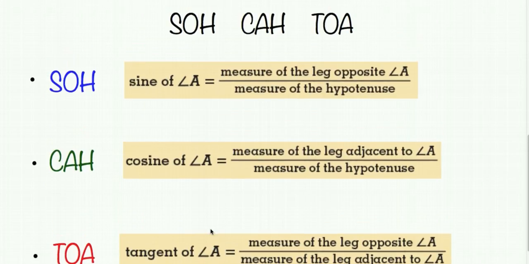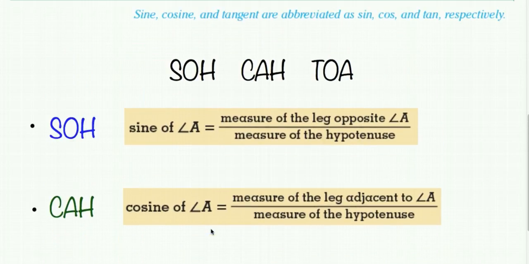So the best way to remember our trigonometric ratios is memorizing the phrase, not even a phrase, SOHCAHTOA. SOH stands for sine equals opposite over hypotenuse. CAH stands for cosine equals adjacent over hypotenuse. And TOA stands for tangent equals opposite over adjacent. Okay?